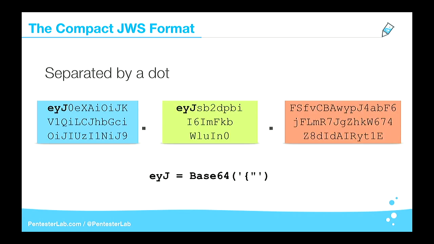And they start with eyJ, because that's the base64 of a curly bracket followed by a double quote. And since that's JSON, that's how you can recognize them. So if you see eyJ and dots somewhere, you are dealing with JWTs. And the signature doesn't start with eyJ because it's not JSON, it's just crypto.